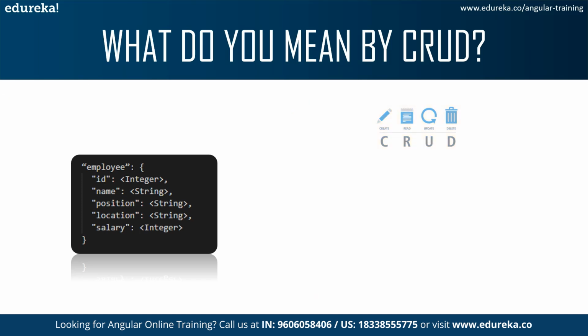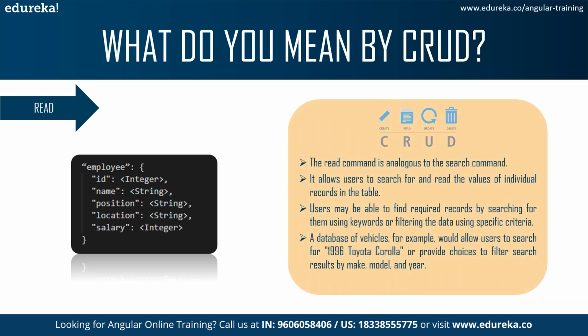Now with that, let's move on to our second function, which is read. Now the read command is something like a search command. So basically it allows the user to search for or even read the values in individual records in a particular table. Now users may be able to find records using their keywords or even filters for specific criteria. Now if you consider there is a database called vehicles, if you need to search a particular record called Toyota Corolla, you can apply filters like model or which year it has been created in, something like this.